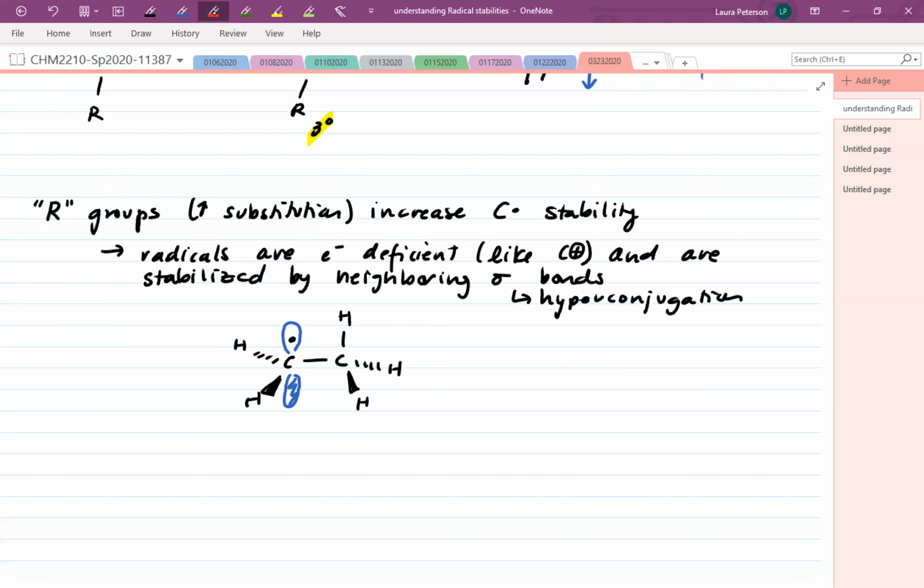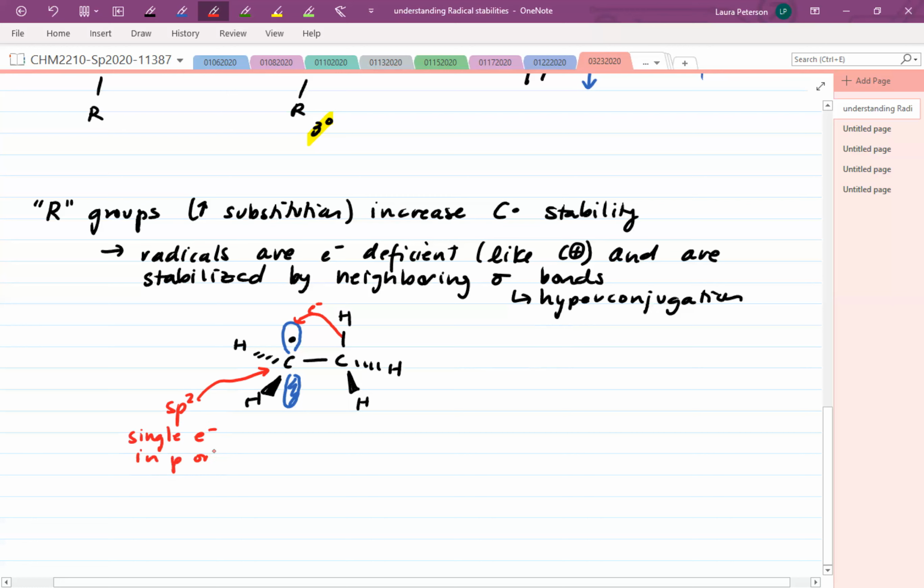And so we depict hyperconjugation something like that, where we have electron density going from the adjacent sigma bond that is aligned to the p orbital, and it is stabilizing that electron deficient carbon. One other thing I want to notice here is on this diagram: this carbon is sp2. And then we can just make a note, single electron in p orbital.